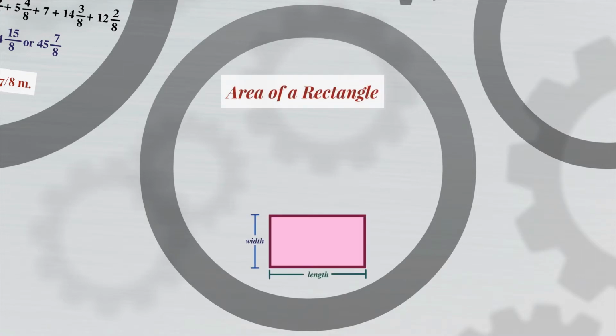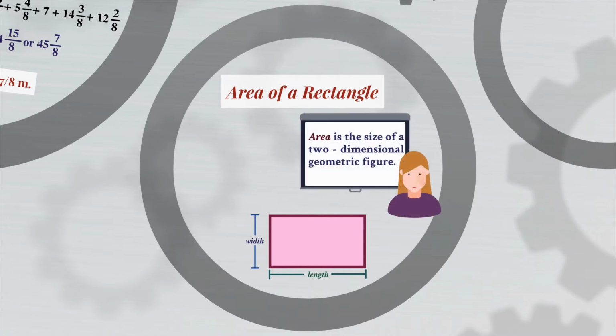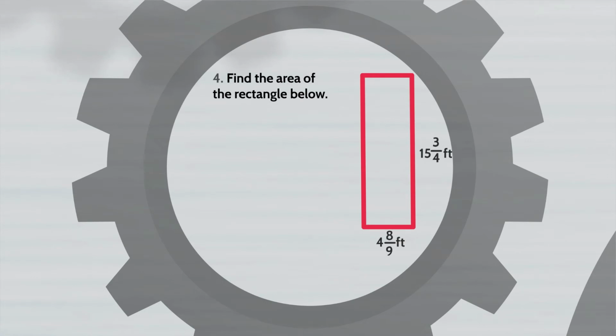How do we get the area of a rectangle? What is an area in the first place? If you don't know yet, the area is the size of a two-dimensional geometric figure. The area of a rectangle is the product of the length and the width. Putting the concept into a formula, we have A = L times W, where L is the length and W is the width.